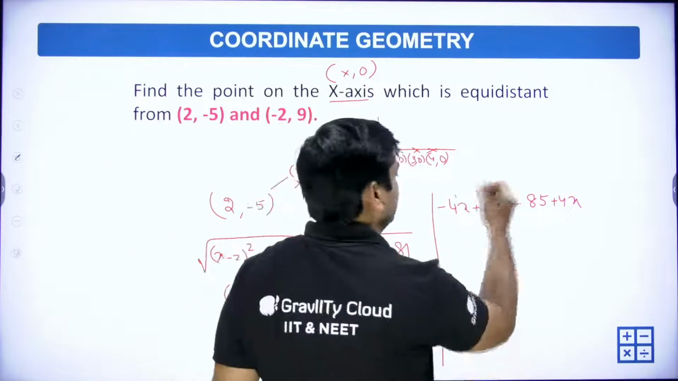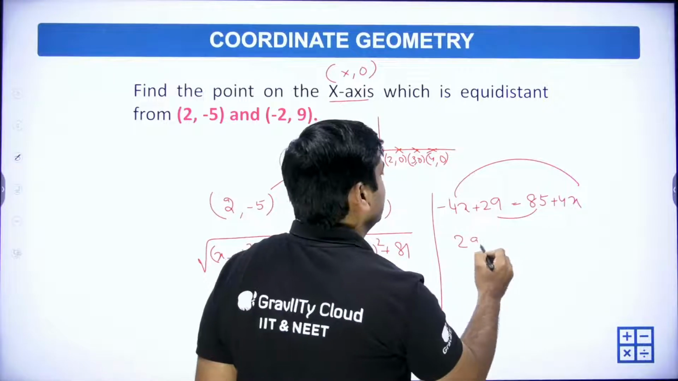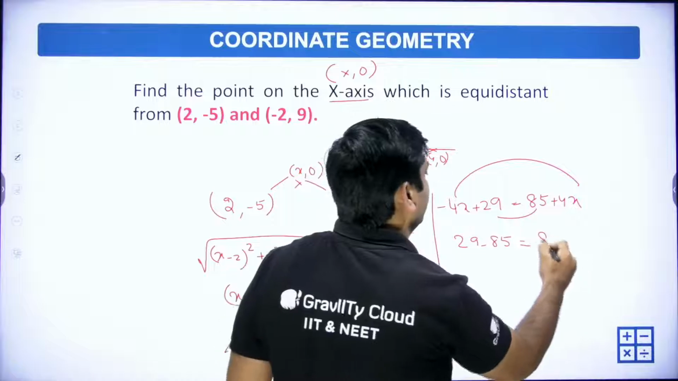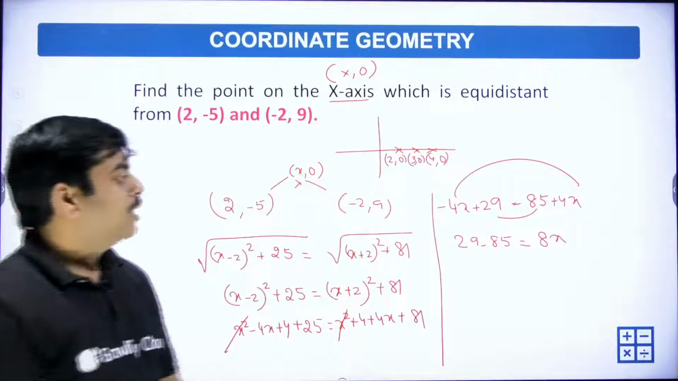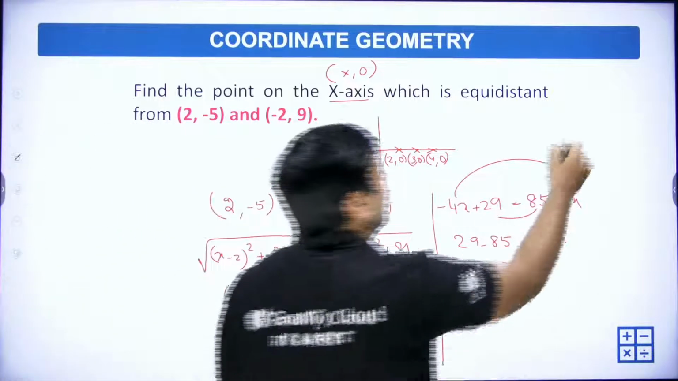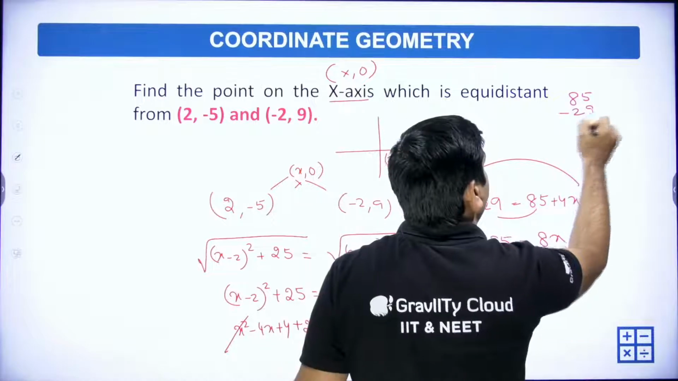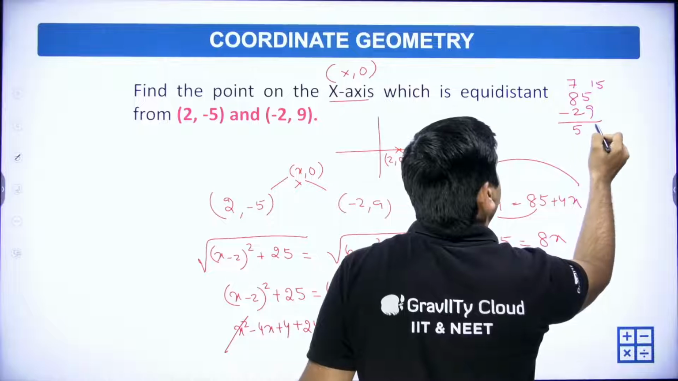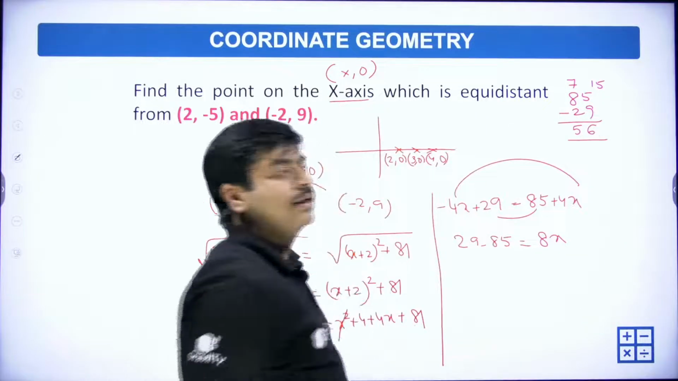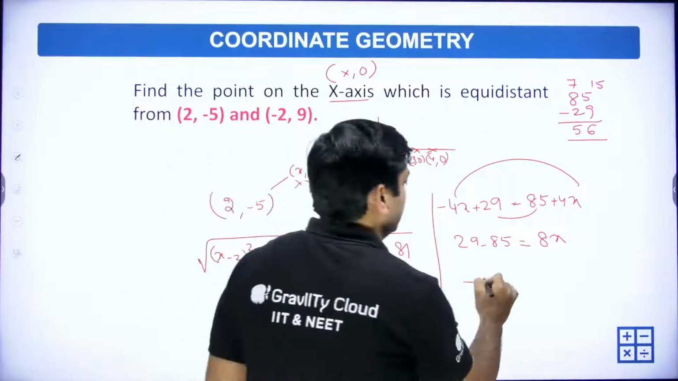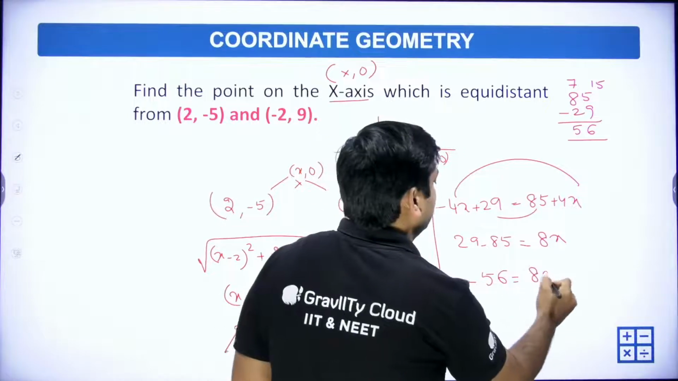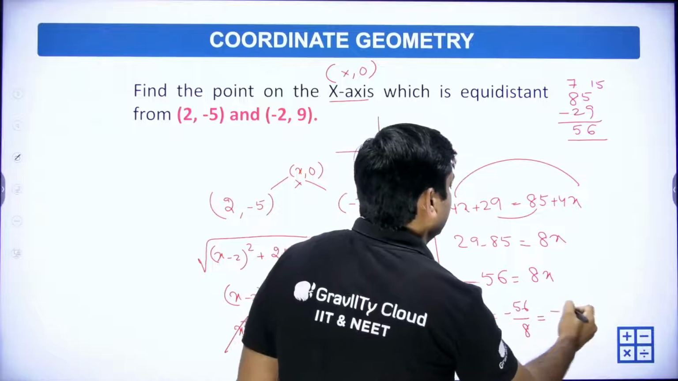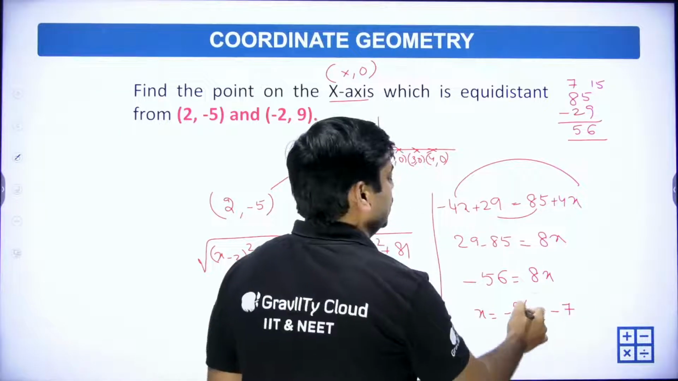So bring this 4x here and 85 here. 29 - 85 is equal to 4x + 4x, which is 8x. So what is 85 minus 29? 85 minus 29 is 56, if I'm not wrong, right? So -56 is equal to 8x, and x is equal to -56 by 8, which is equal to -7. 7 eights are 56.